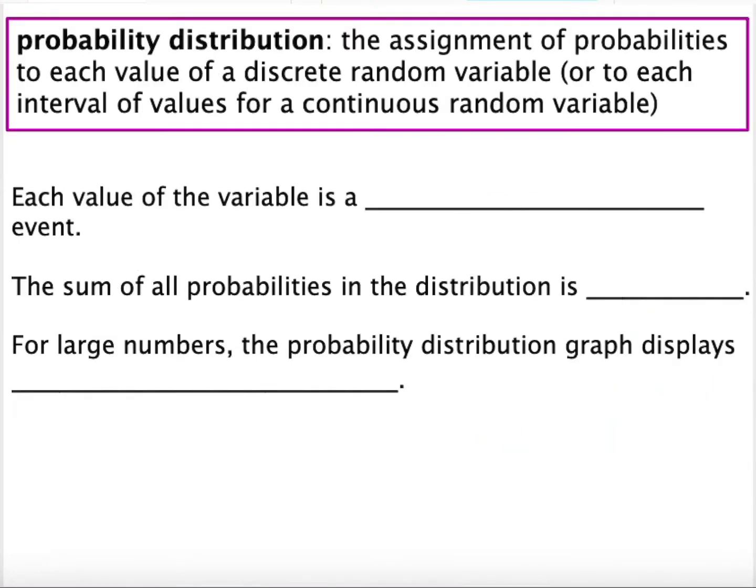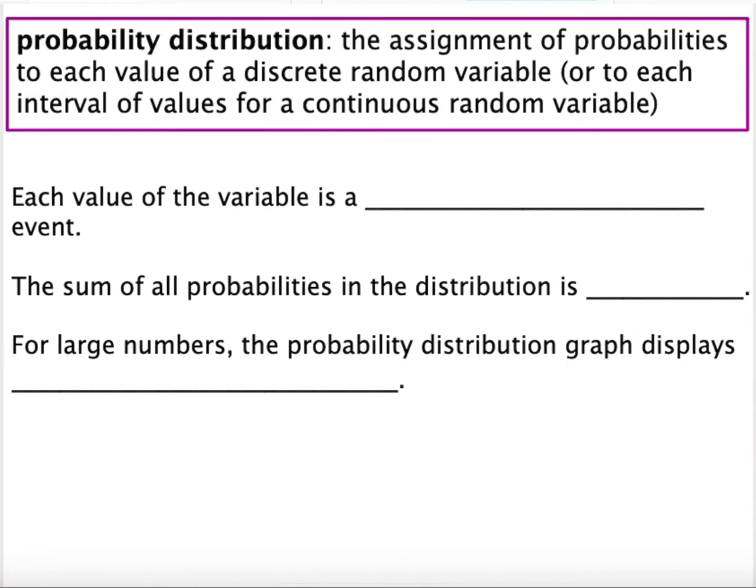And so that probability distribution that we saw in the first slide was a bar graph because we were talking about a discrete probability distribution. That's why it was bars. Had it been continuous, it would have had to be more of a line graph. The probability distribution is just the assignment of probabilities to each value of the discrete random variable or to each interval of values for a continuous random variable.